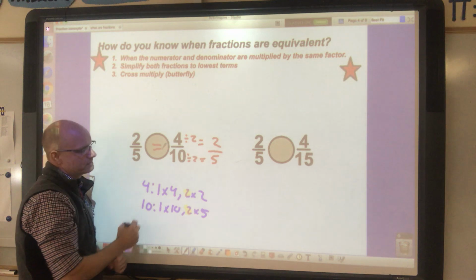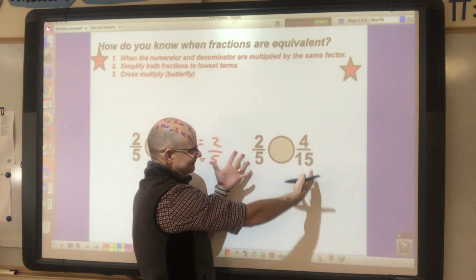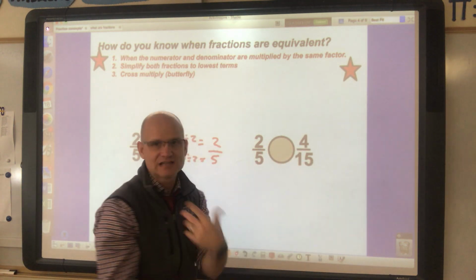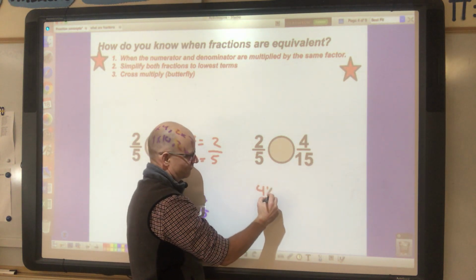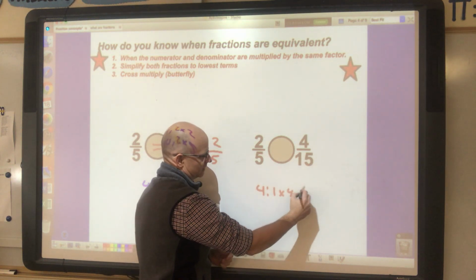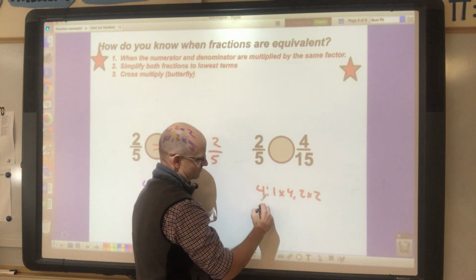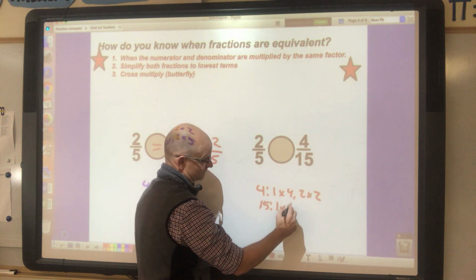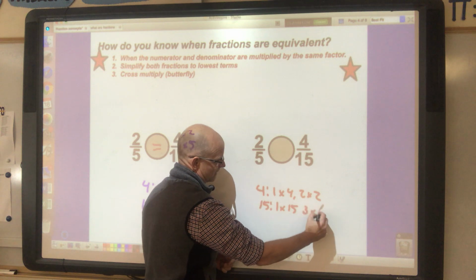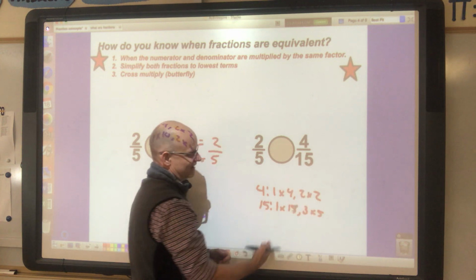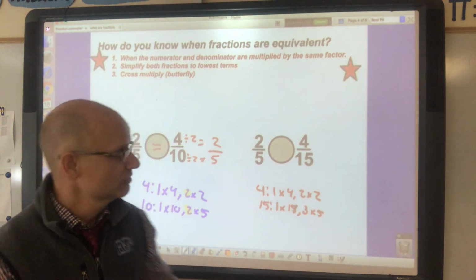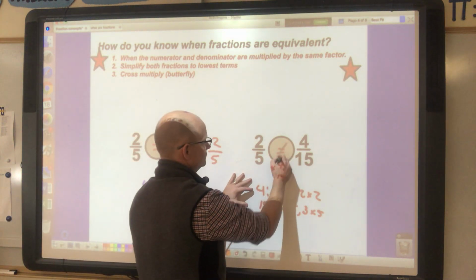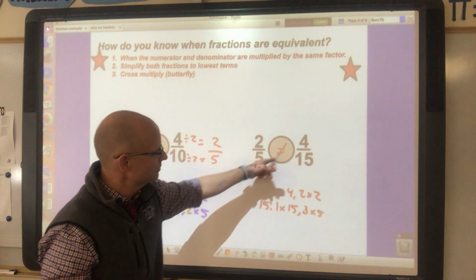So they equal. Over here, 4/15 does not share a common factor. It might look like it does, but the only factors of 4 are 1 times 4 and 2 times 2. The only factors of 15 are 1 times 15 and 3 times 5. They do not share a common factor, so you can't simplify this because it's already simplified. Therefore, these two fractions do not equal each other because this is in lowest terms, and this is in lowest terms.